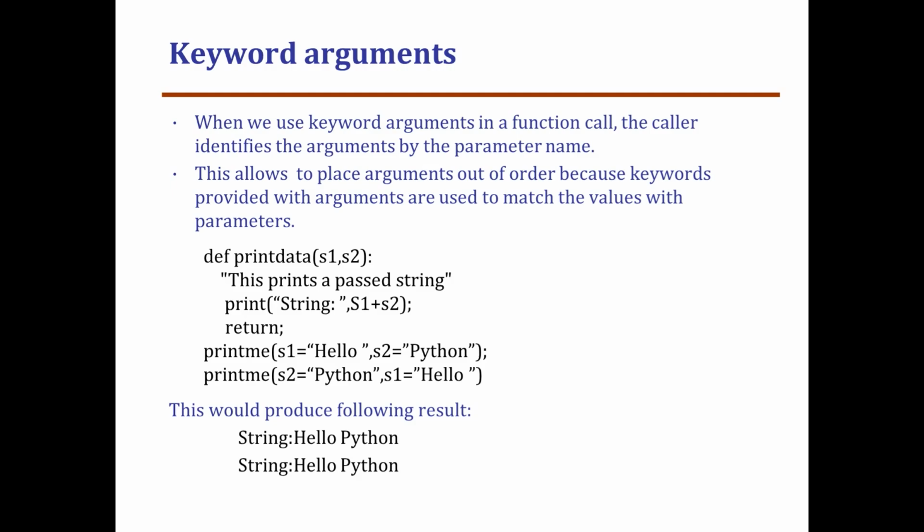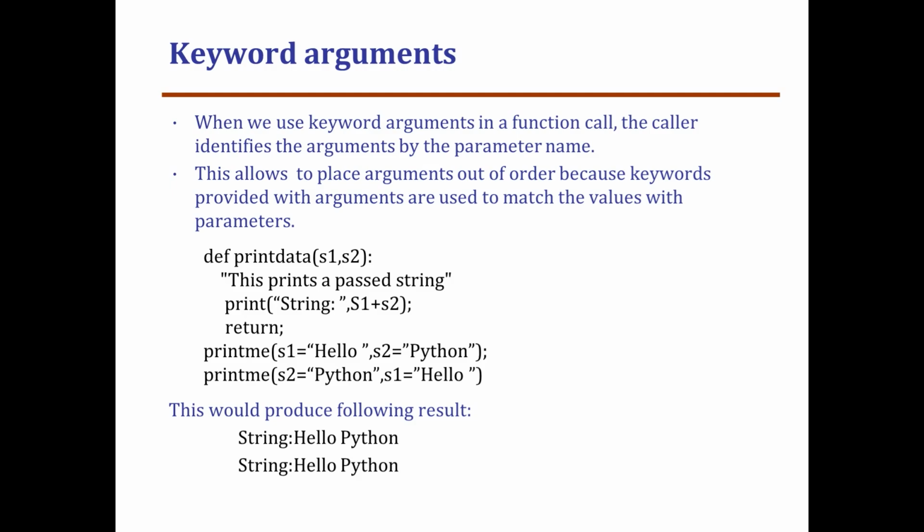In the example you can see that the function receives the same two parameters, print data. While calling print data, it should be print data, not print me, we are sending two values, hello and Python. Both are labeled: hello is labeled as S1, Python is labeled as S2. Those two are the keyword arguments. While receiving, S1 and S2 are mentioned, so the order does not matter.